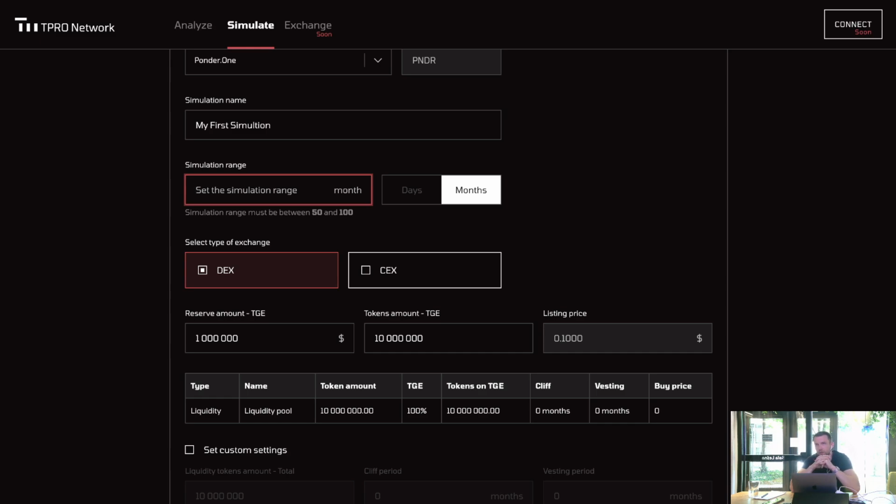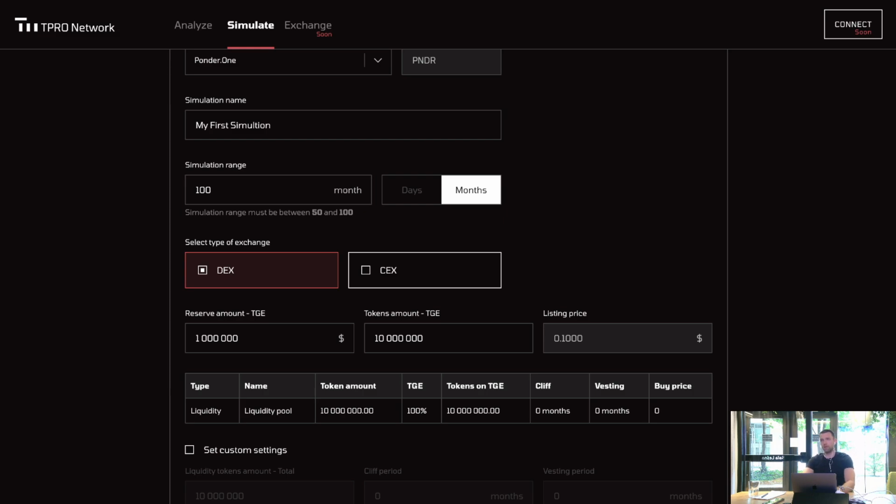Mainly it's because the assumption was that one cycle in the crypto market is around 4 years, so we wanted to be able to simulate 8 years in order to have a more or less idea of how the project will behave under 2 cycles of the market. So yeah, let's put 100 months.